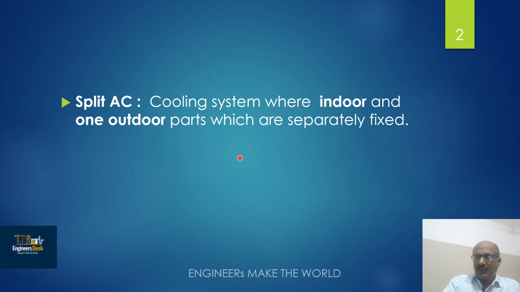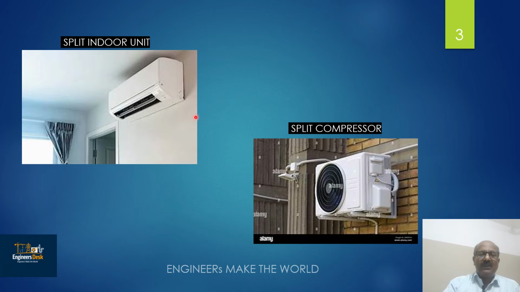Split unit, as the name indicates, has one indoor unit and one outdoor unit, but the indoor units can be more. It is not one, but the outdoor unit will be only one. As the picture says, you can see one indoor unit and one outdoor unit, which is the common AC system which we can see in all general houses and small buildings.